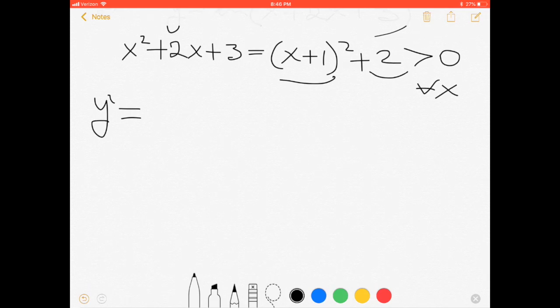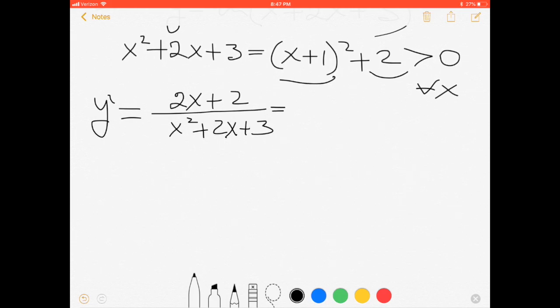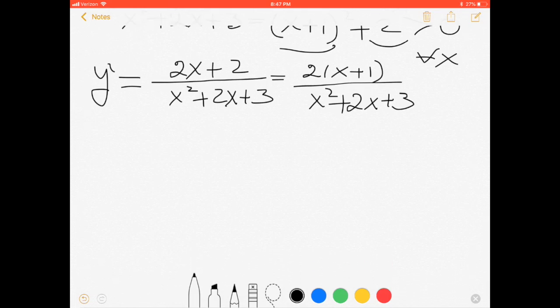Okay, find the derivative. What do we have here? As you remember, x squared plus 2x plus 3 goes to the denominator, and the numerator will be its derivative, 2x plus 2, which is 2 times (x plus 1). The denominator here doesn't have any zeros. This means the derivative exists for any x, and for x equal negative 1 it is equal to 0.